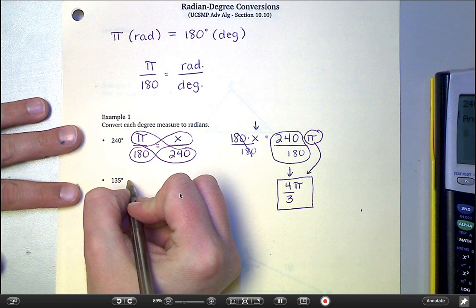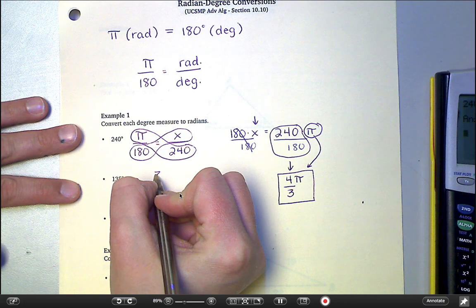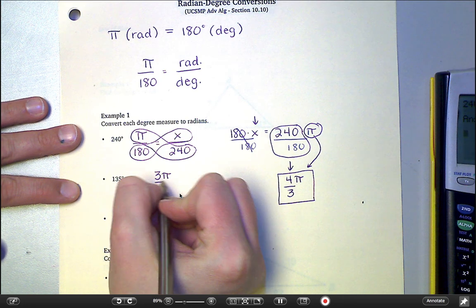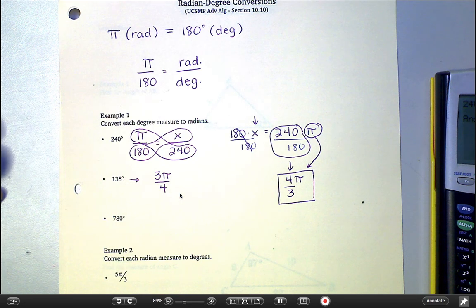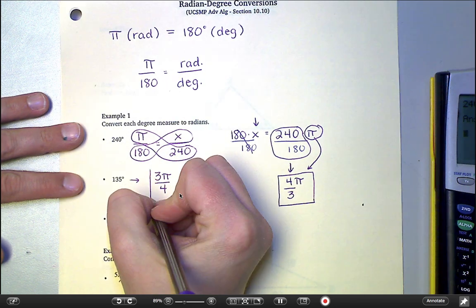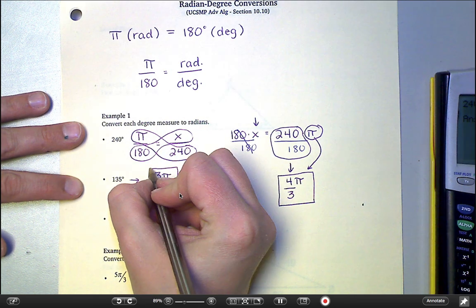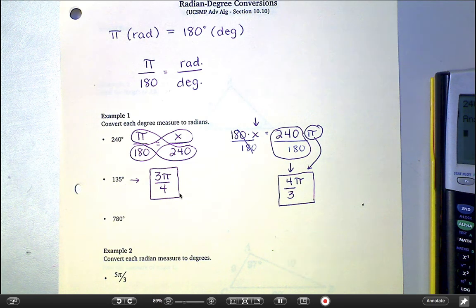Correct answer for 135 should be 3 pi over 4. Okay, so go back and check your calculation there. Should have come out with 3 pi over 4. I'm going to work through one more with you, but just wanted to see if you could get that one on your own.